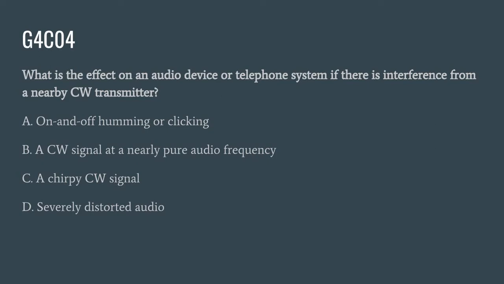G4C04, what is the effect on an audio device or telephone system if there is interference from a nearby CW transmitter? A. On and off humming or clicking. B. A CW signal at a nearly pure audio frequency. C. A chirpy CW signal. Or D. Severely distorted audio. Correct answer is A. On and off humming or clicking.